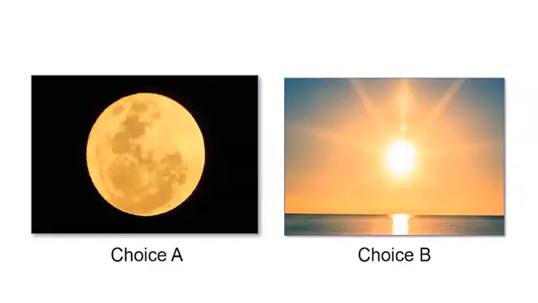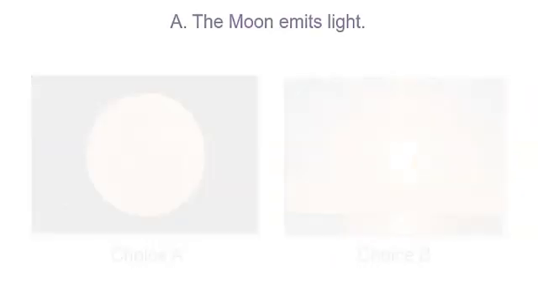I know, let's draw ray diagrams to explain how the light from a full moon would get to Earth for each of these choices. Choice A will be the moon emits its own light. Choice B will be the moon reflects light from the sun. Let's start with choice A. The moon emits light. How can we draw the moon emitting light?